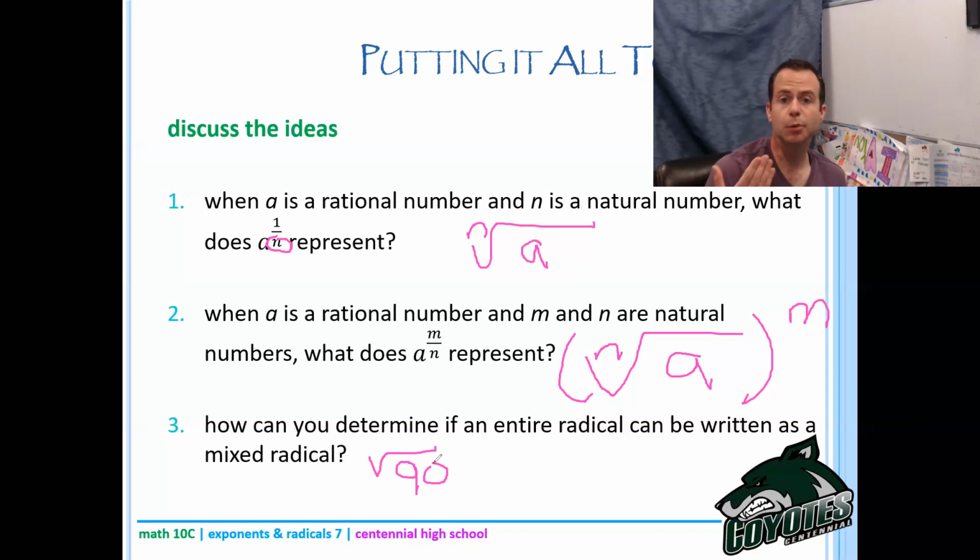Because I have a perfect square factor of 90, I can break this down into 9 times 10. 9 would be my perfect square factor, and then the root of 9 would be 3. Okay, so that allows me to simplify.